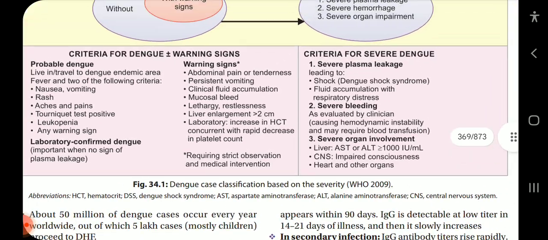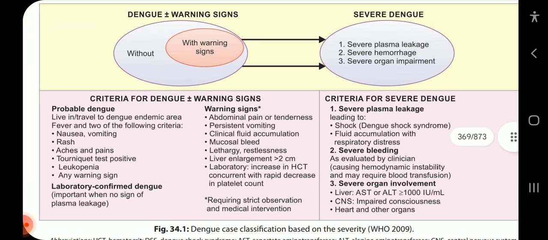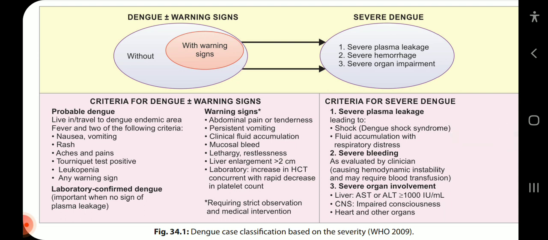So now in the figure we see the dengue case classification based on the severity by WHO 2009. In the first Venn diagram we see dengue with or without warning signs, and severe dengue, where we see severe plasma leakage, severe hemorrhage, and severe organ impairment. The criteria for dengue with or without warning signs: probable dengue, live in or travel to a dengue endemic area, fever and two of the following criteria: nausea, vomiting, rash, aches and pains, tourniquet test positive, leukopenia, any warning sign. Laboratory confirmed dengue is important when there is no sign of plasma leakage.